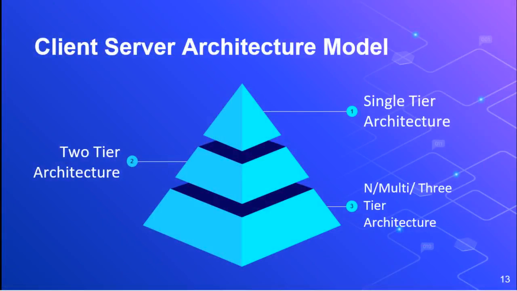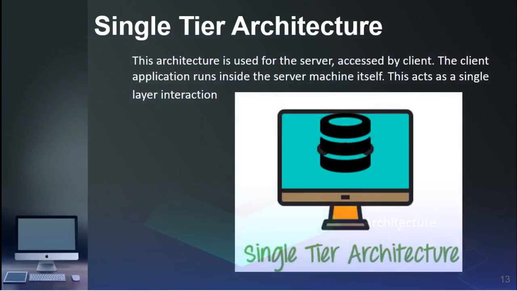This is the client-server architecture model. It is classified into three types. One is single tier architecture, two tier architecture, and three tier architecture, or n number of tiers, or multi tier architecture. The first one we'll learn about is single tier architecture.